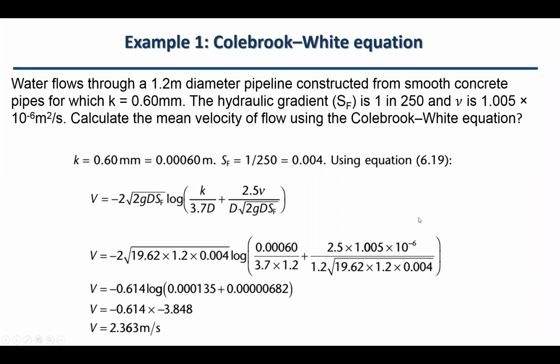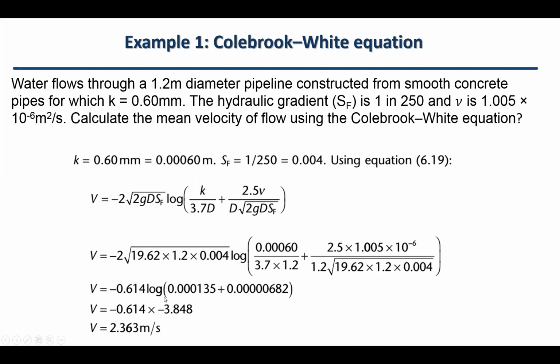If you substitute all the figures here, finally we're going to have the velocity of 2.363 meters per second. Just pay attention to this calculation. The equation here has a negative sign, okay? If you're going to do this calculation, please make sure you practice it properly, because there are two terms inside the log, and you need to calculate those two terms separately and properly. If you make a tiny mistake, the result will be different from the final result.